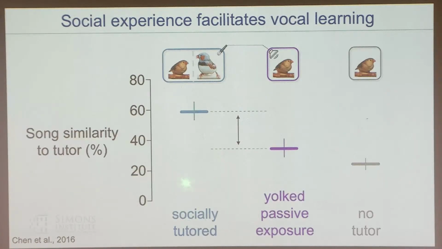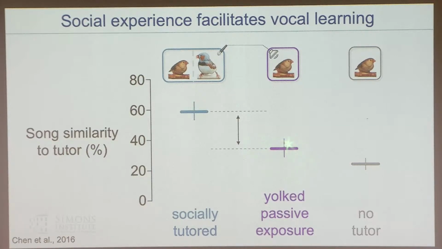So here's the cool result. The social tutored bird had a much higher song similarity to its adult tutor than the yoked passive exposed. And so I'd say the difference between these two lines, that's social learning. That's an effective social learning. But I'd also point out that there's some learning simply from being exposed to these acoustic elements. It actually works pretty well. And if you do it for a long time, songbirds can learn to mimic that song well.